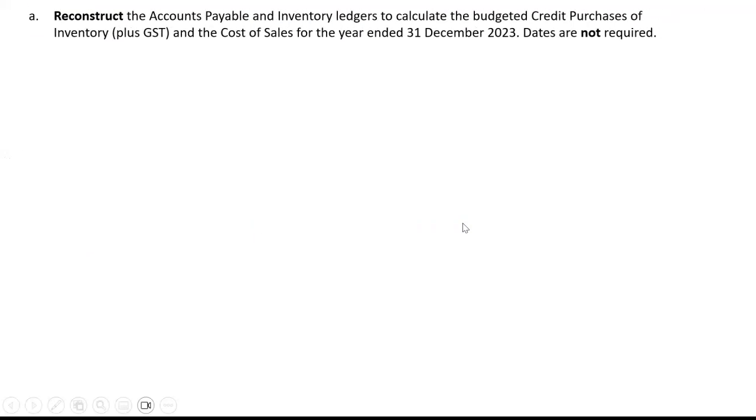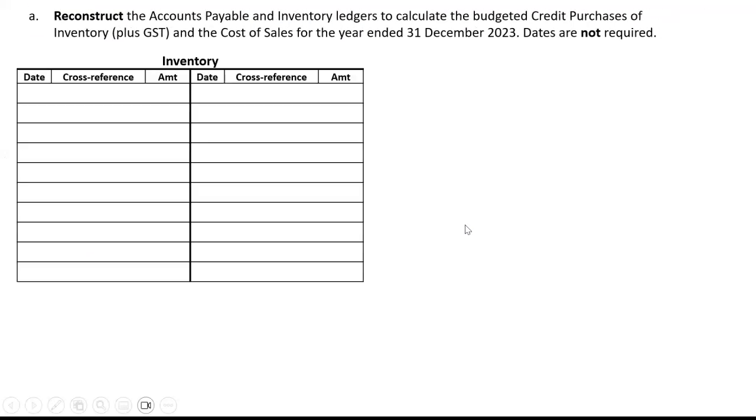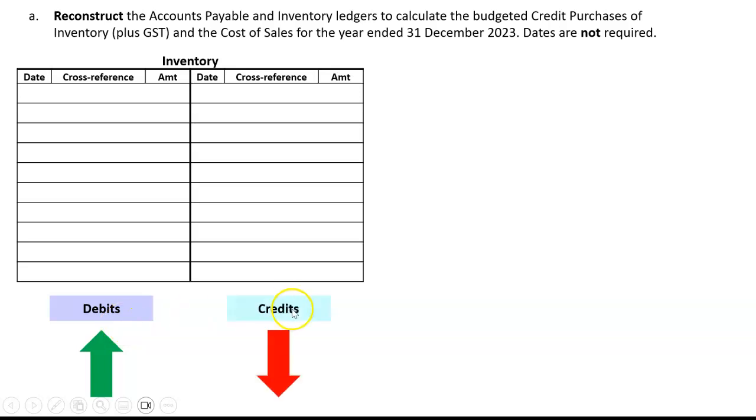Okay, that's accounts payable done. Now we've got to do inventory, and this is the worst one. It's the thing that could have the most things in it. So we need to remember it's an asset, so it would go up on the debit side, and then it will go down on the credit side.